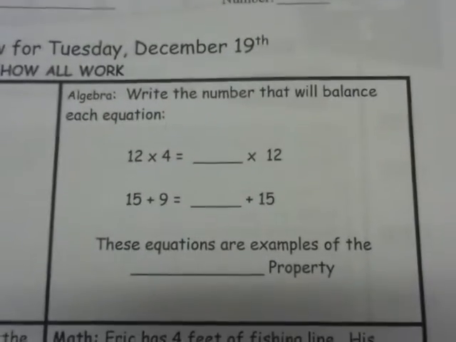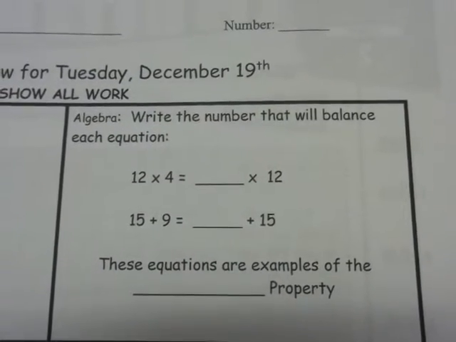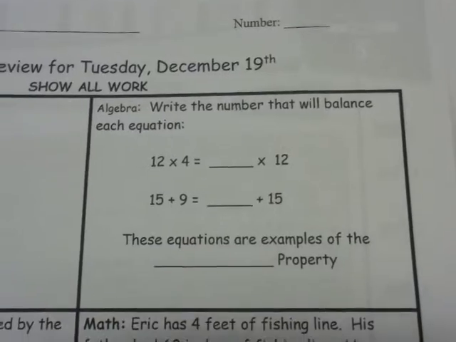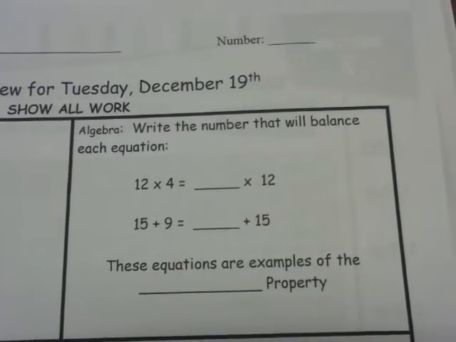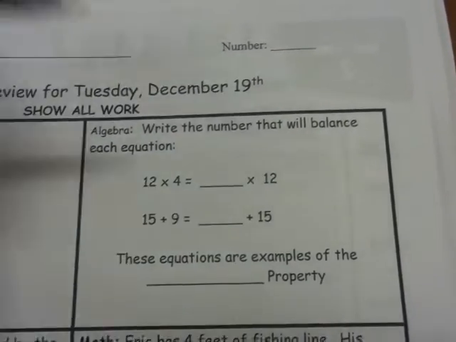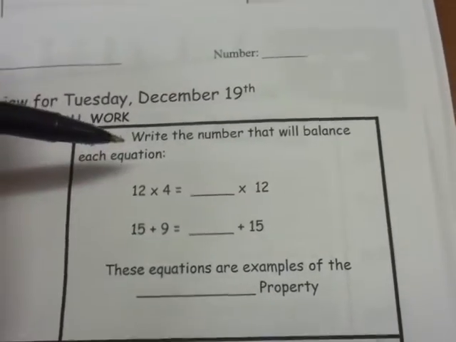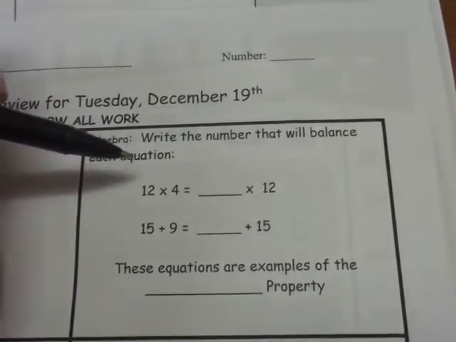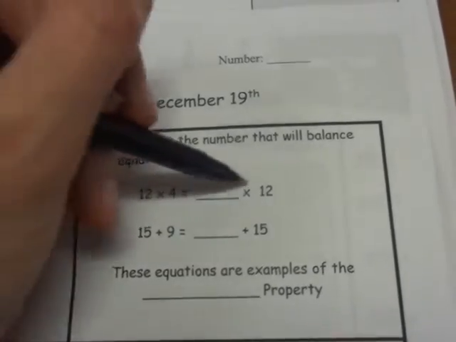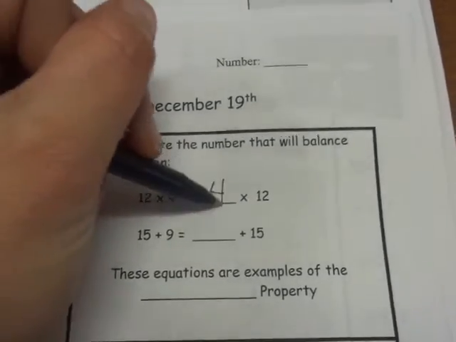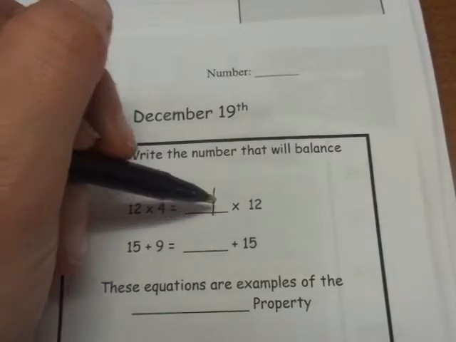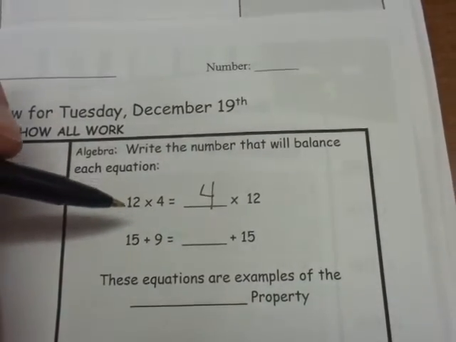Next question. Write the number that will balance each equation. So these are showing a property and we have to know what's going to go in the blank. So if we look, we have 12 times 4 equals blank times 12. So what other number goes in that blank? It's kind of showing you the same numbers, different order. So that's 12 times 4 equals 4 times 12.